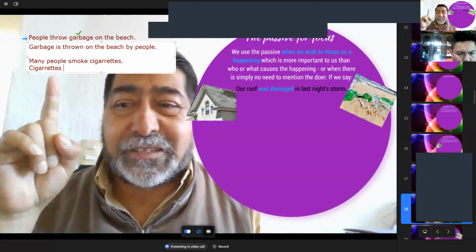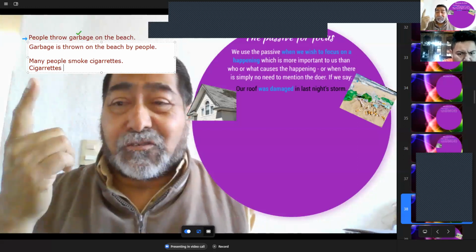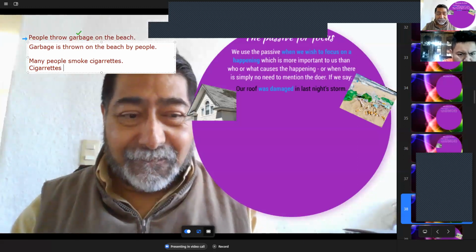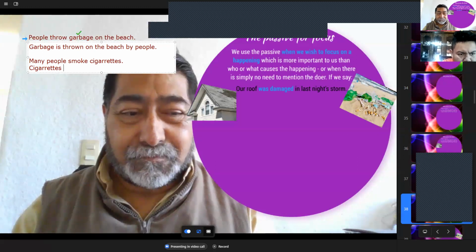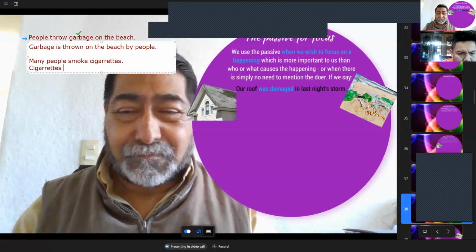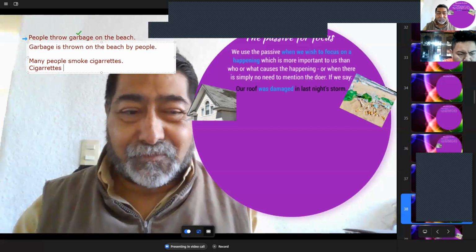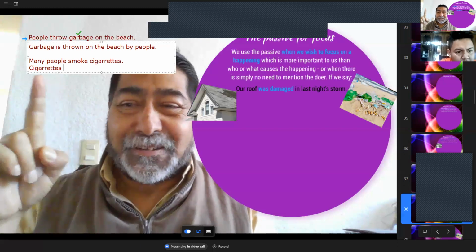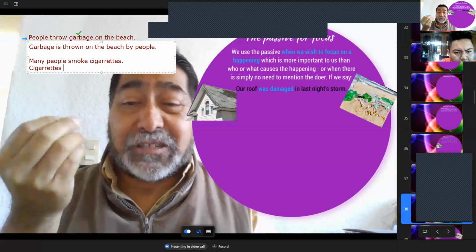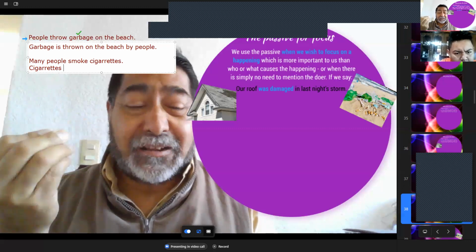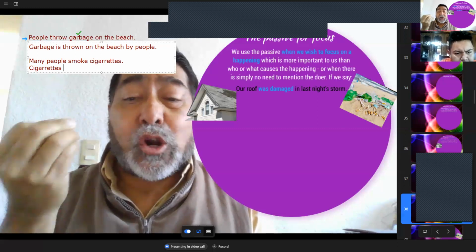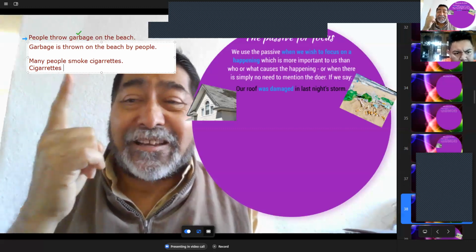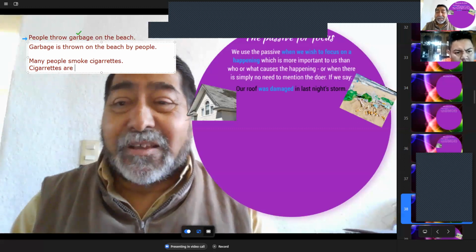No, cigarettes. What is the correct form of the verb to be? Am, is, or are? Is this in singular or in plural, Salvador? It's a plural. What is the correct form of the verb to be in plural? Am, is, or are? Are. So we say cigarettes are. What is the action?